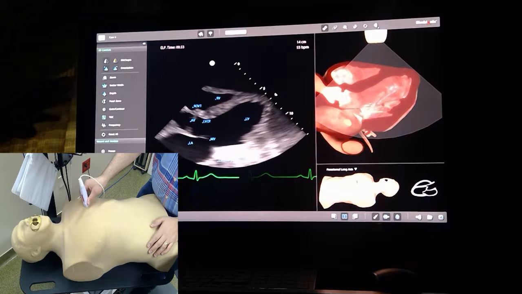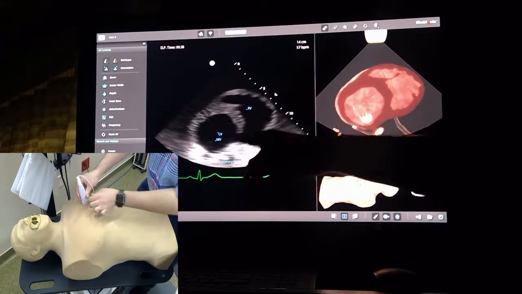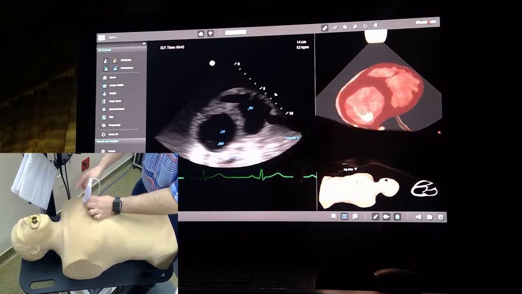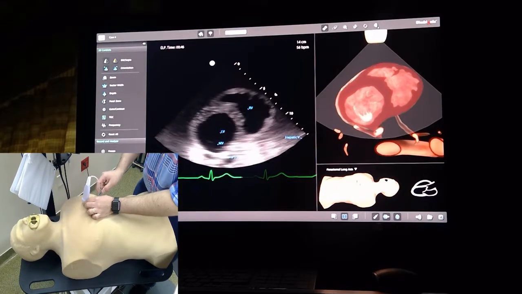Let's go to the short axis view. Same thing, you can see that the left ventricle is dilated. Also, the right ventricle is dilated. This might give you an impression that the pressure in the right ventricle is also high.